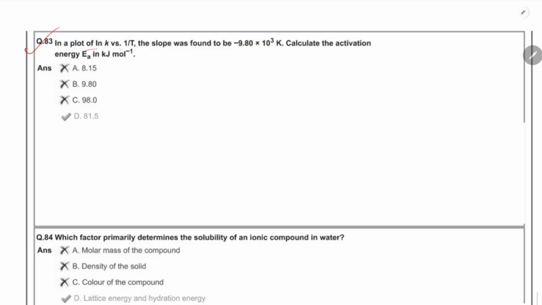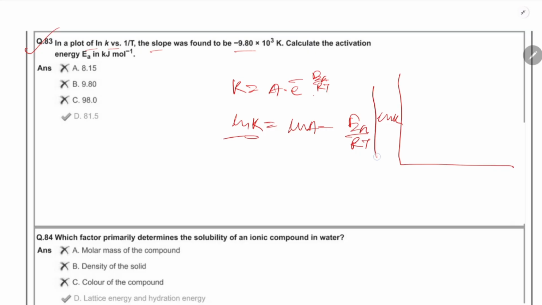Question number 83: a plot of ln k versus 1/T. The slope was found to be this. Calculate the activation energy. We know from the Arrhenius equation, k is equal to A into e to the power minus Ea by RT, so ln k equals ln A minus Ea by RT. The plot is ln k versus 1/T. If we draw a plot of ln k versus 1/T, then this is the intercept and this is the slope. Slope is equal to minus Ea upon R.